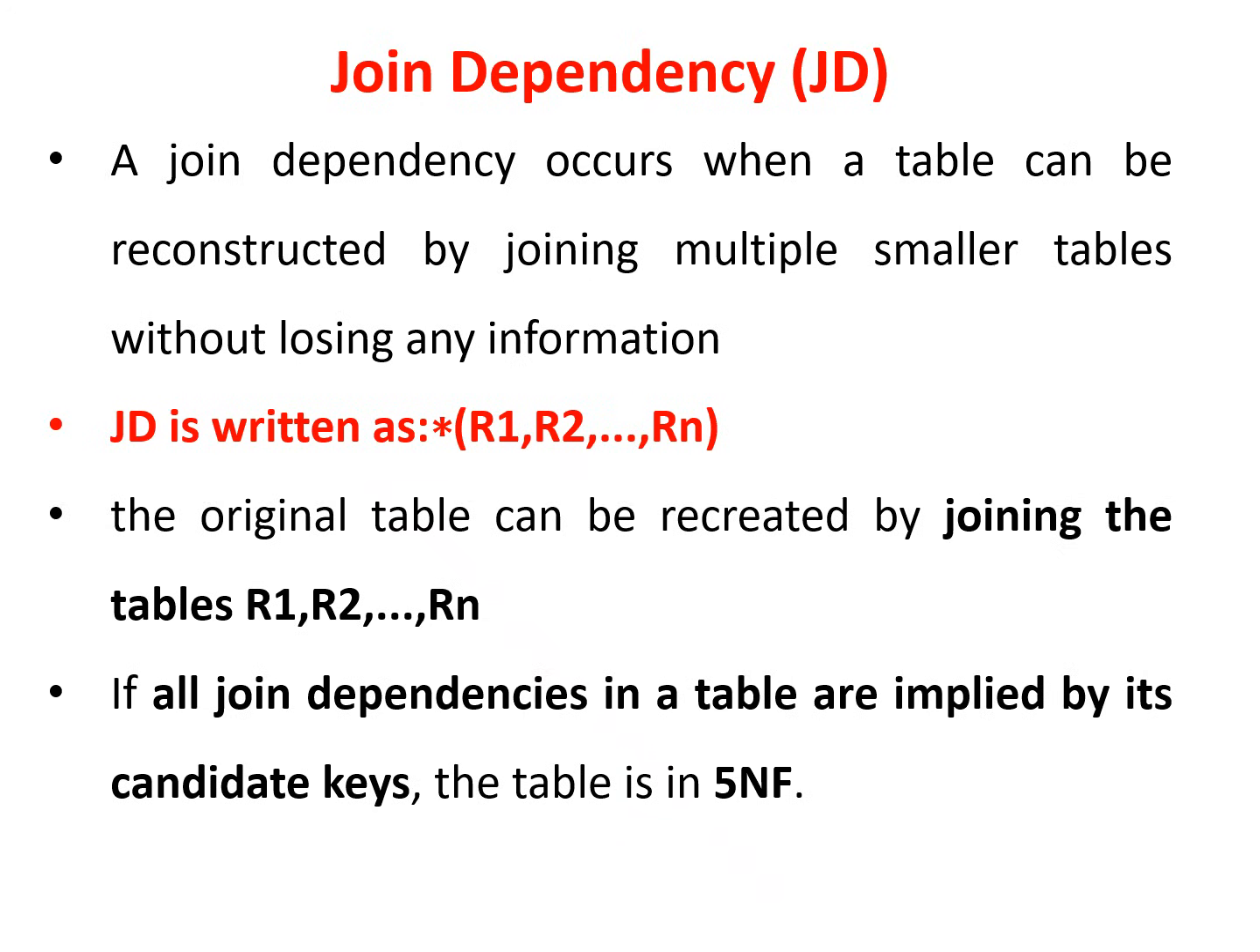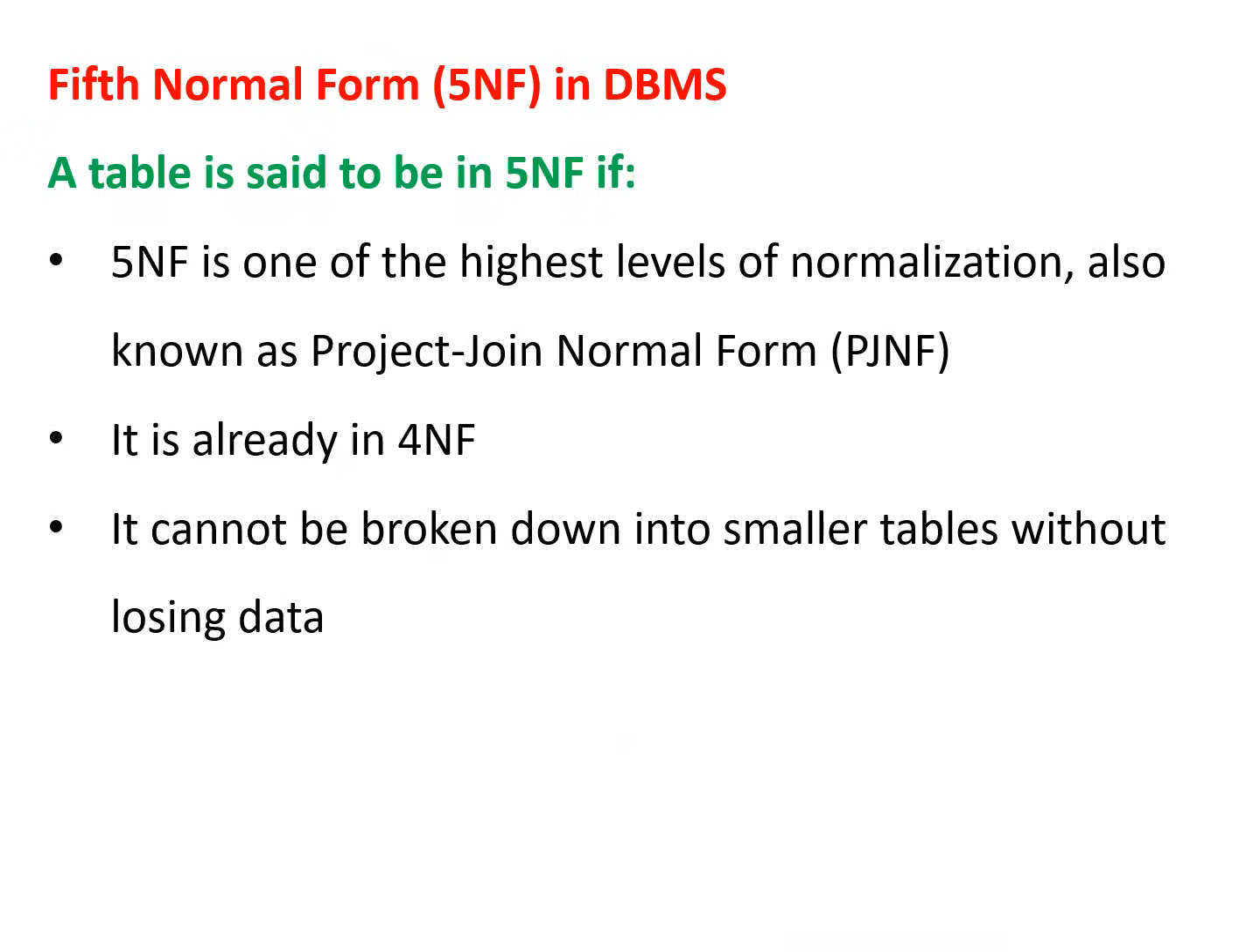Finally, what is join dependency? For the fifth normal form, we have to avoid join dependency, which occurs when a table can be reconstructed by joining multiple smaller tables without losing any information. If all the join dependencies in a table are implied by its candidate key, the table is in fifth normal form. So this is the highest level of normalization. We can also call it project-join normal form.